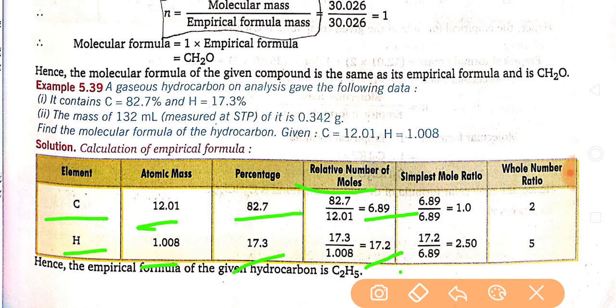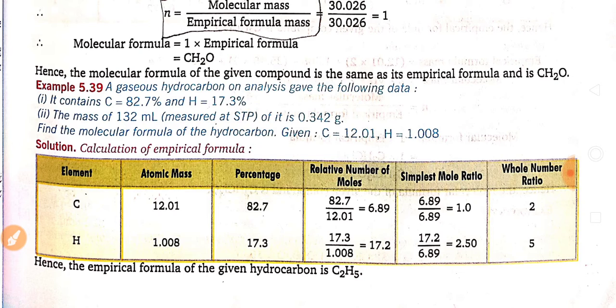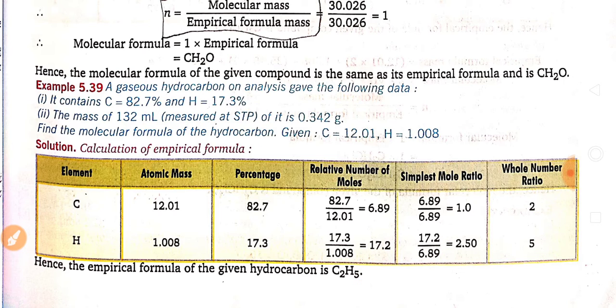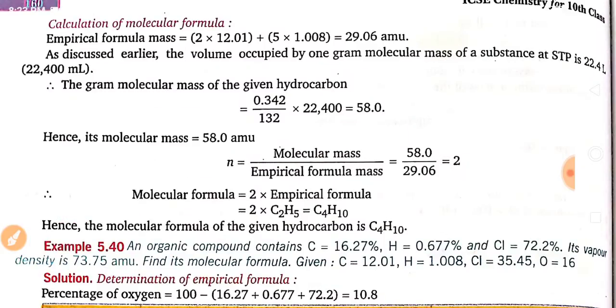So if you make their simplest mole ratio, it comes 1 and 2.50, and when you make their whole number ratio, to make 2.5 a whole number you have to multiply it by 2, and it will come 5 and 2 here. So your empirical formula of the given hydrocarbon is C2H5. So there are other examples also given.